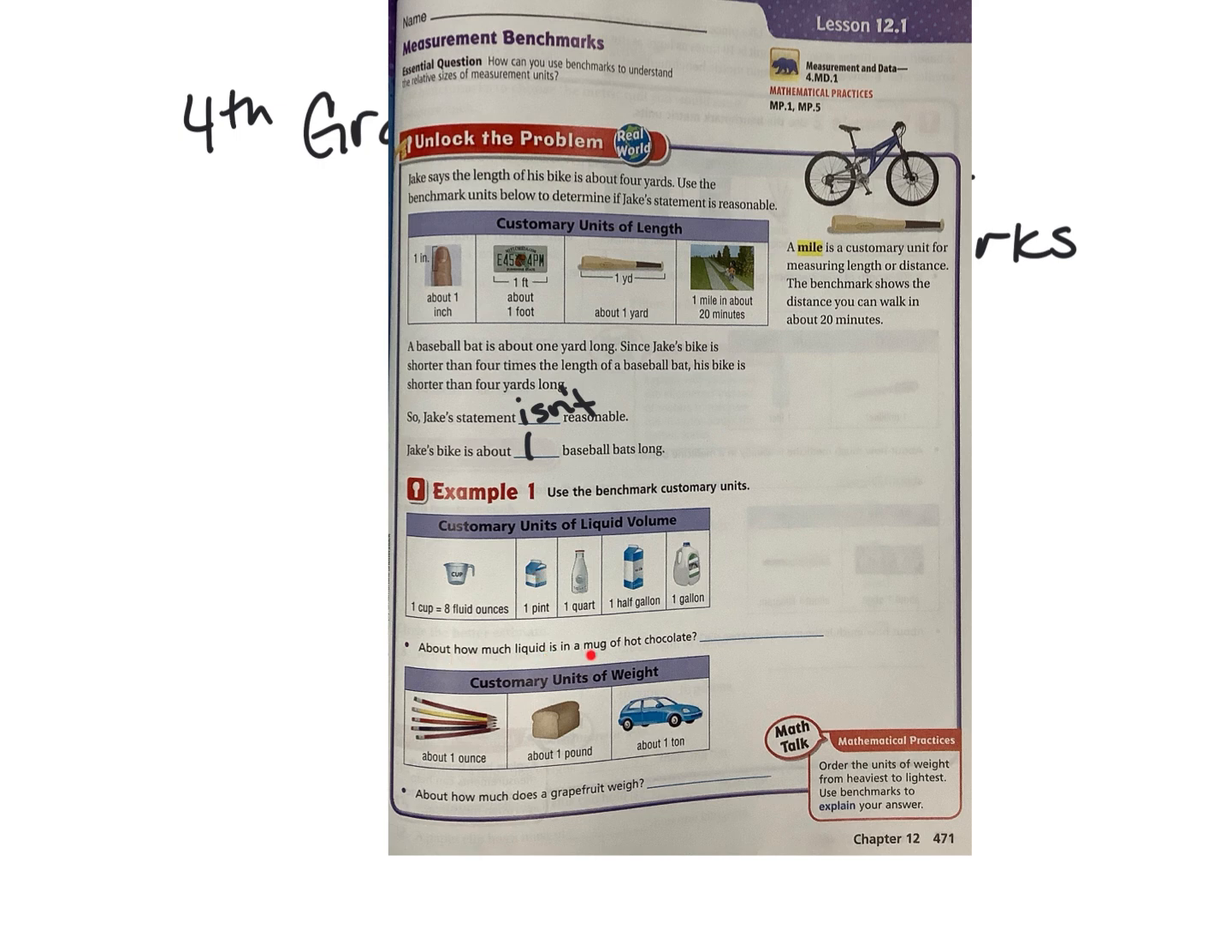About how much liquid is in a mug of hot chocolate? A mug of hot chocolate, as long as we're not being piggies about it, would be about 1 cup, right? A little coffee mug is about 1 cup.